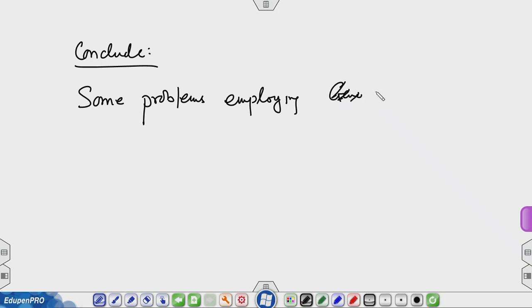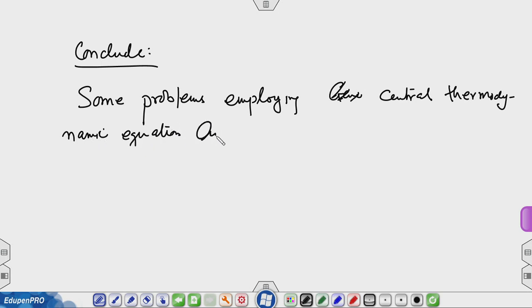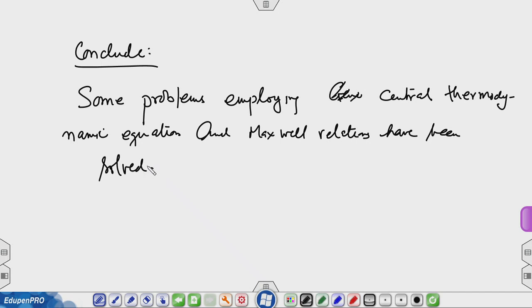By stating that some problems employing the central thermodynamic equation and Maxwell relations have been solved. Thank you.